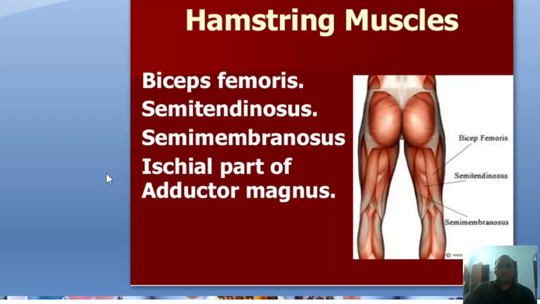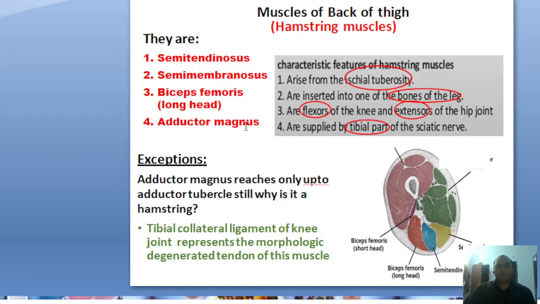So these are the hamstring muscles: biceps femoris, semitendinosus, semimembranosus, and the ischial part of adductor magnus. These muscles are called the hamstring muscles. These are the muscles found in the back of thigh.